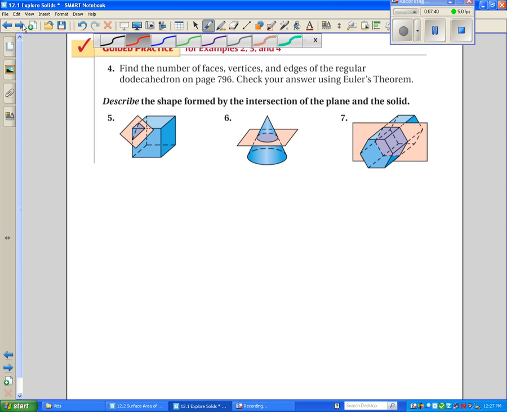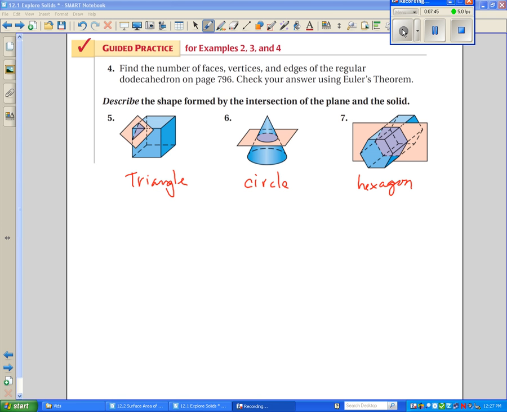All right, go ahead and pause the video and see if you get the same thing as me on these. I decided not to do number 4 because it's pretty repetitive from what we did before. But we do see that this one's a triangle, and this one's a circle. If this were slanted, then it would just be an ellipse or oval. And here we have a hexagon that's cut off by the cross-section. That's it for these notes.